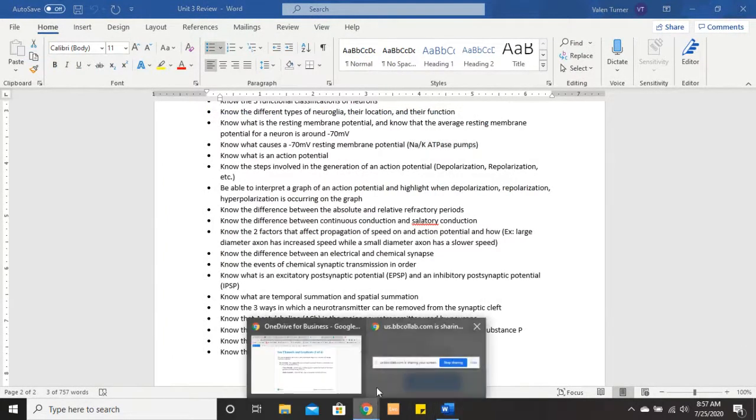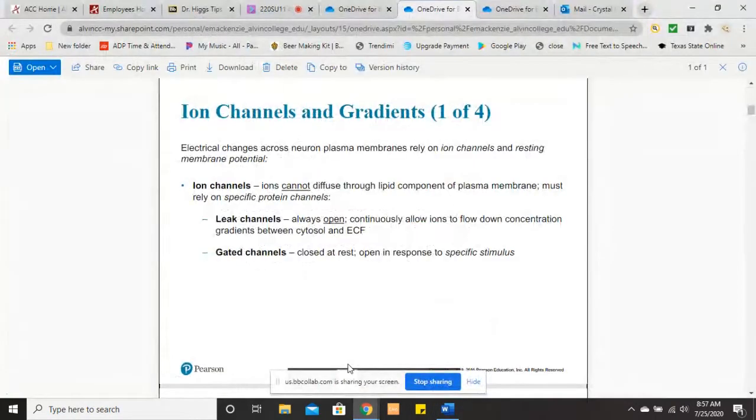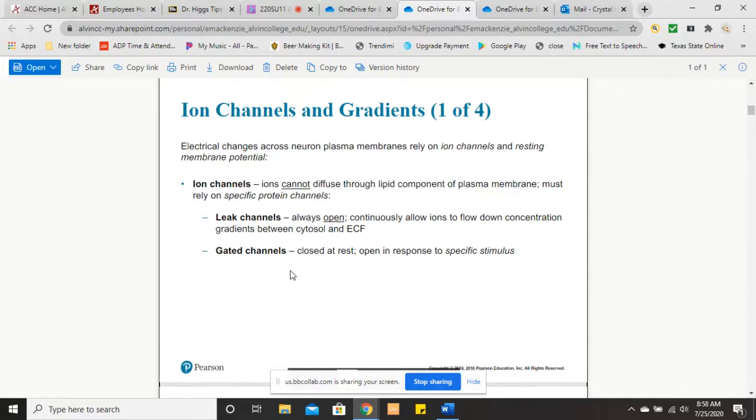Some channels are always open. We call them leaky channels, kind of like leaky faucets. It's always running. These are always letting things in and out of the cell. An example is your sodium potassium ATPase. It is always kicking out sodium and letting in potassium. But some channels are closed and you need to do something to open them. We call them gated channels. It's like they have a gate and you need to unlock the gate before you open it.